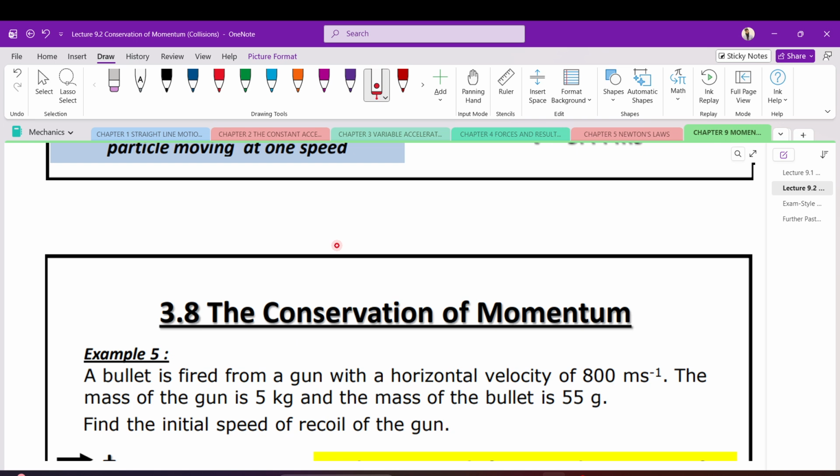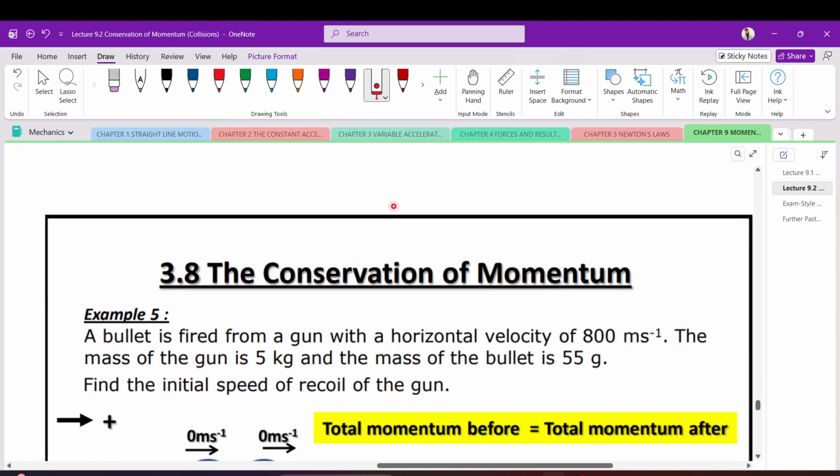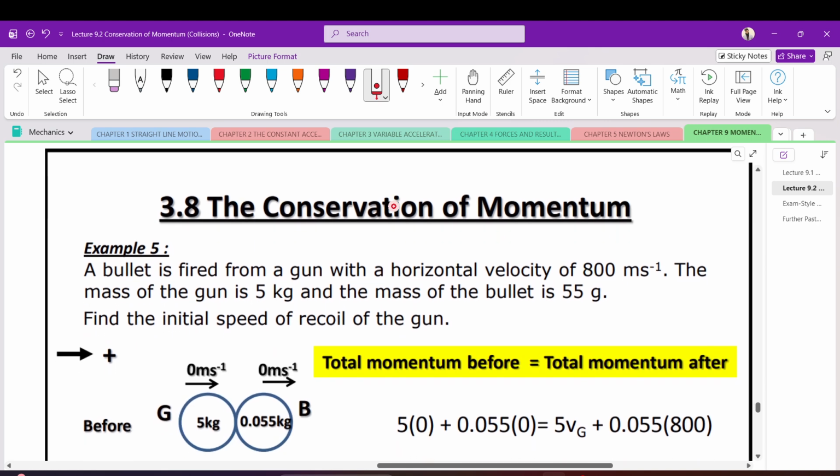After it's fired, a bullet is fired. Now the bullet moves on, let's say it is moving to the right-hand side. The gun during recoil will move to the left, so they are moving in opposite directions. So here we can also consider the conservation of momentum. The mass of the gun is 5 kg. Its initial velocity is 0. The mass of the bullet is 0.055 kg and its initial velocity is 0.